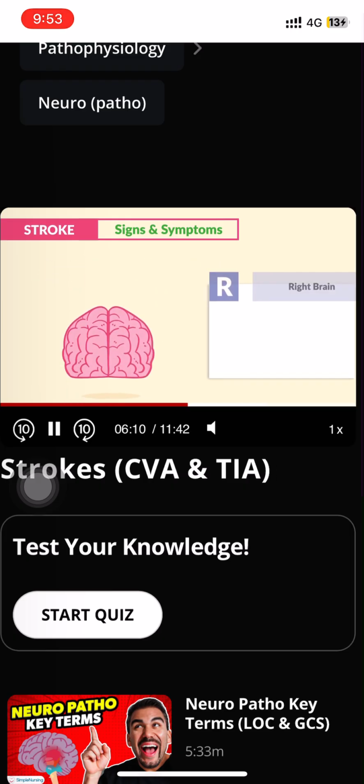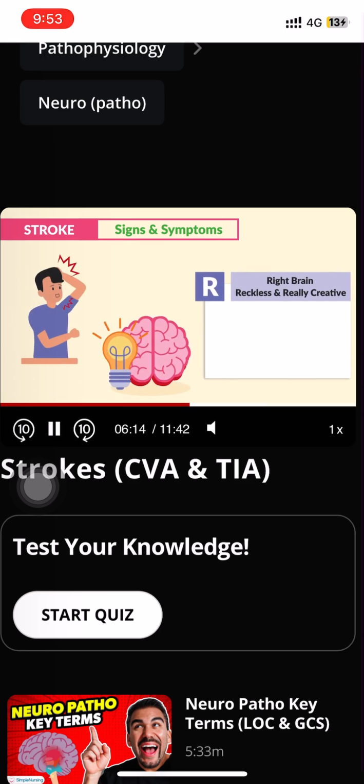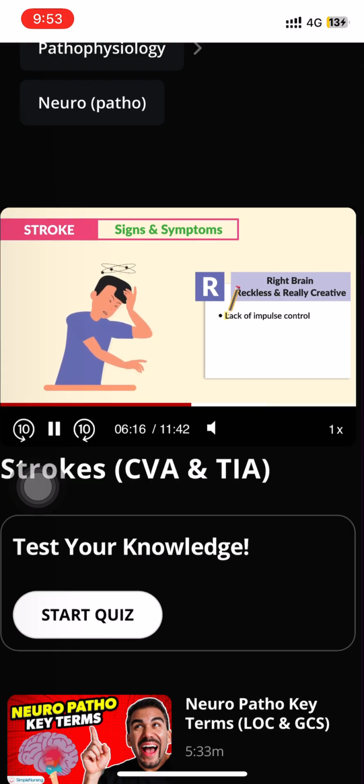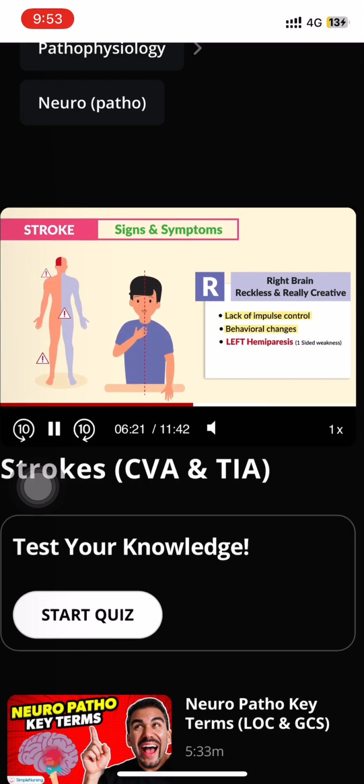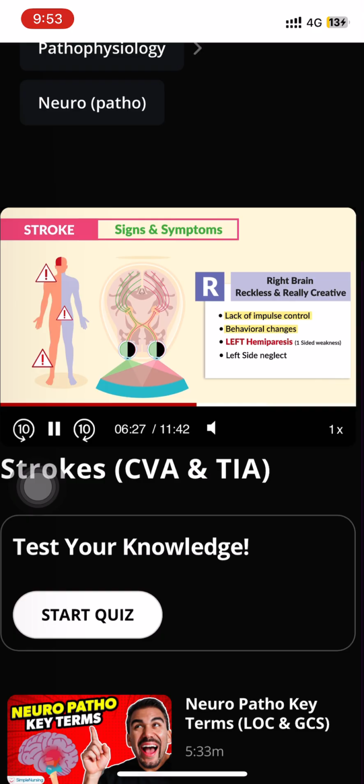And on the other side, the right brain, think of the R's, reckless and really creative. So we get lack of impulse control and behavioral changes, as well as left hemiparesis, that one-sided weakness on the left side, leading to left-sided neglect from ignoring that body due to the half vision.